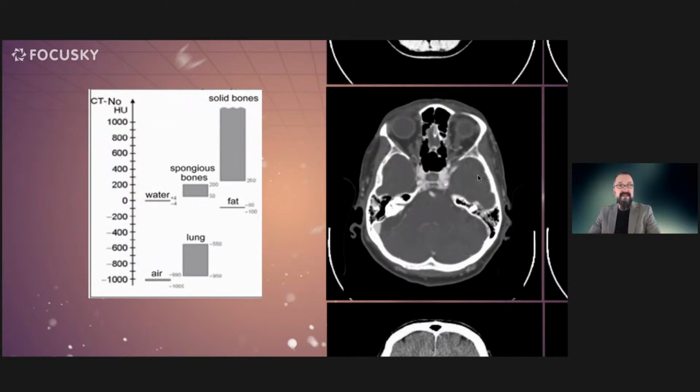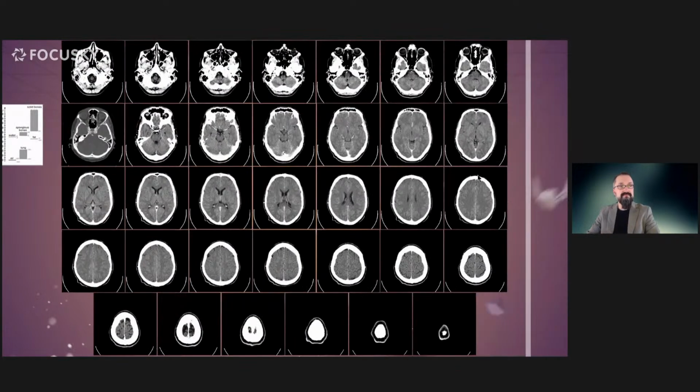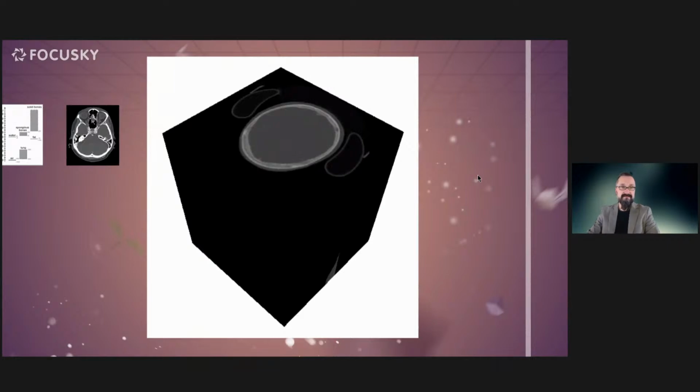So now we have a basic understanding of the scalar values that make up our image, and we know that we have a lot of images. We also know our visualization goal, because we want to create a three-dimensional representation of this specific body region. In order to do this, we could stack those slices. And if we do it, the result might look like this.